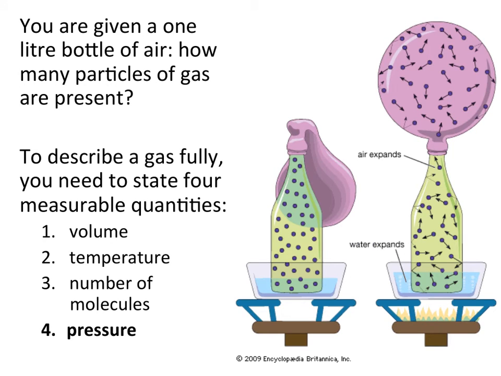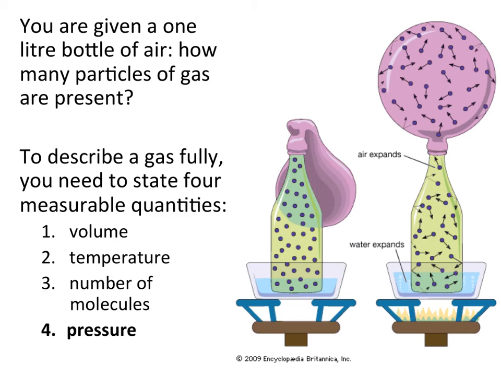So, when you're given a bottle of any kind of gas and you're asked to find out how many particles of gas there are, you have to take into account a couple of things. First of all, you have to see how big the bottle is. In this case, it says a liter bottle of air, so you know the volume that the gas can take up. The question is how much of that volume is actually being taken up by that gas? Well, that depends on a number of things.